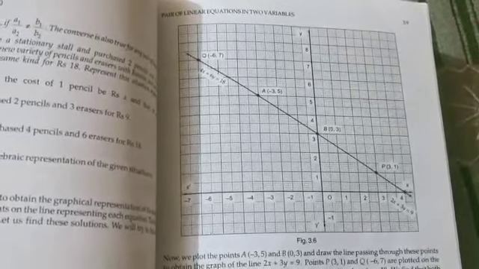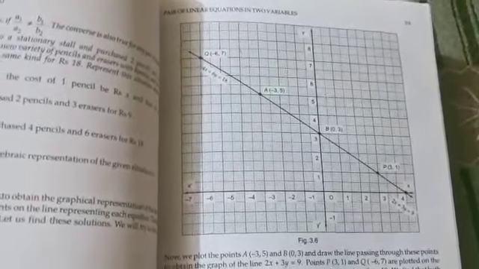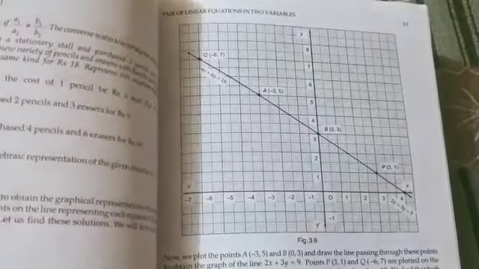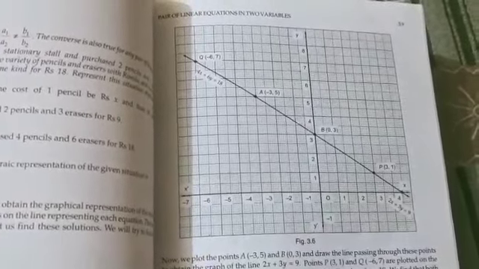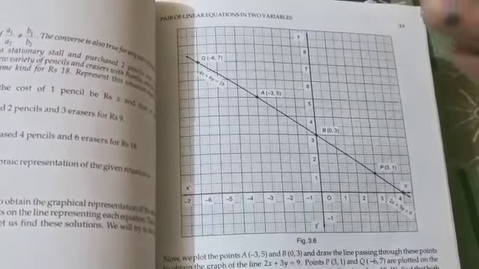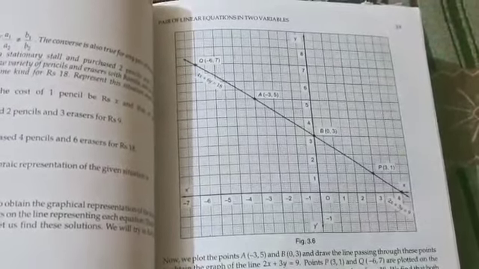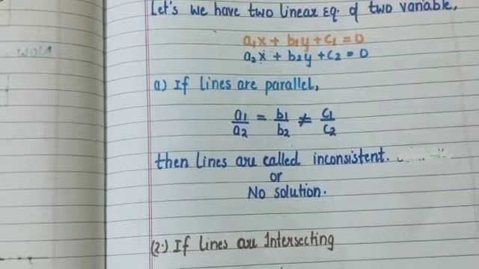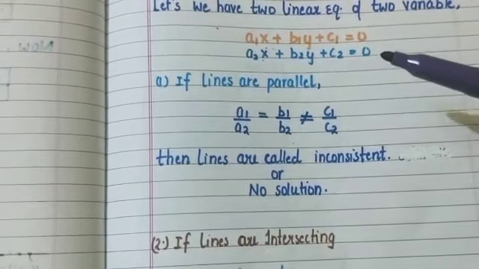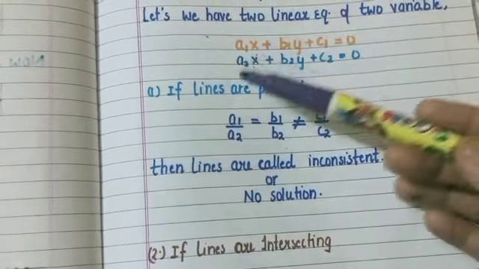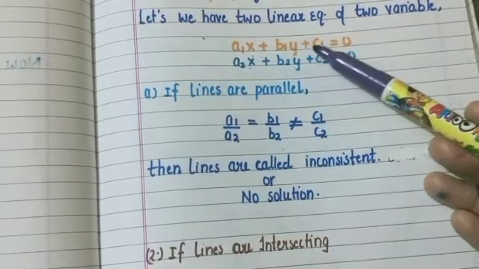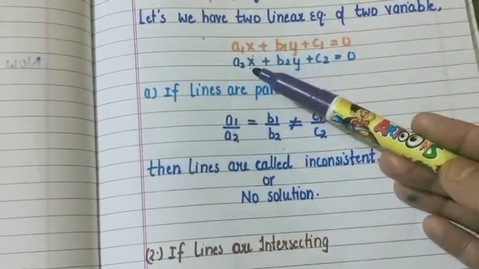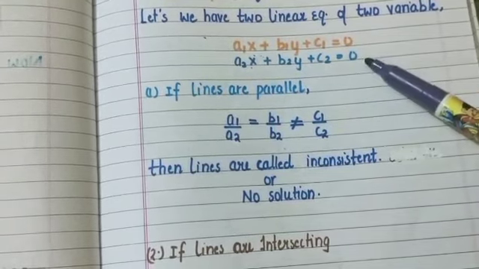The two lines that cut each other are going to be intersecting. The two lines that never meet are going to be parallel. And the third kind, which always coincide with each other, are considered coincident lines. Here we have another method also to find the nature of equations. Suppose we have two equations: a1x plus b1y plus c1 equals 0, and the second is a2x plus b2y plus c2 equals 0.